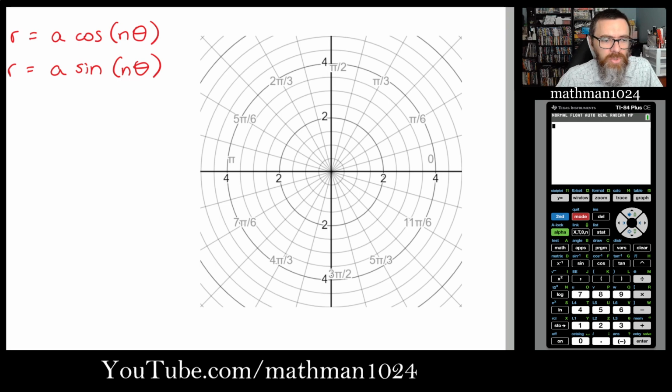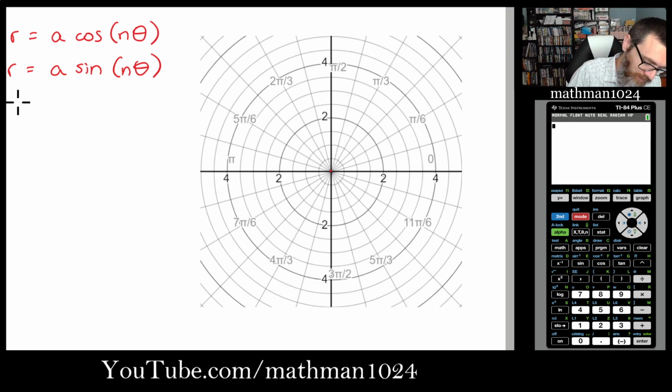All right, so basically what you're going to have is a bunch of these loops that are all going to be connected. They're all going to be intersecting at your origin right there. The number of petals that we have is going to be determined by what n is.